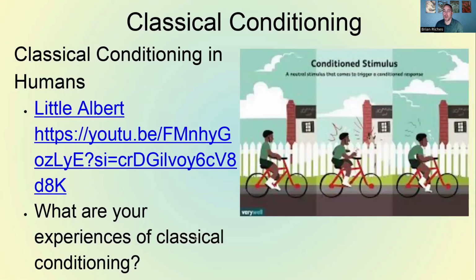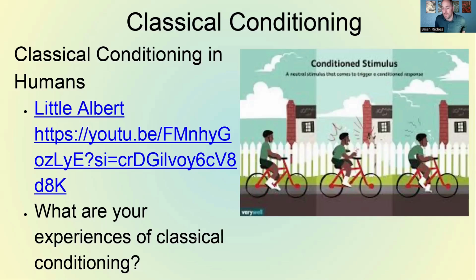So we also have classical conditioning in humans. So little Albert is an example of classical conditioning in humans. We'll watch a little bit of this video, but I also want you to think about, what are your own experiences? What are you classically conditioned for? So are there anything that you have conditioning that you are associating with things? So put those in your notes.